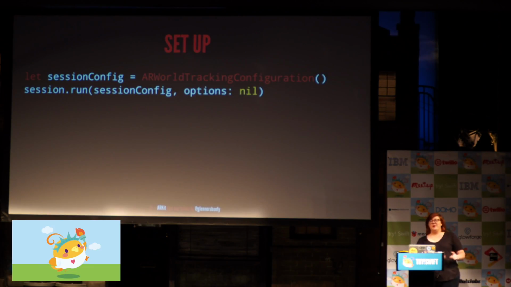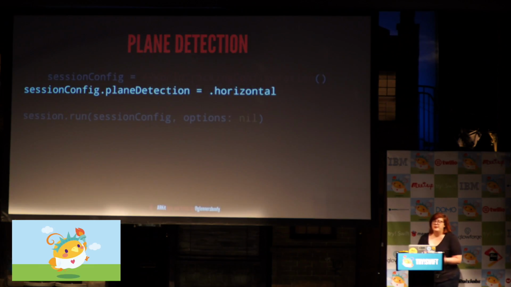To make it a little bit more interesting, we in particular today are going to work with plane detection. So basically all you do is tell the session config that, hey, we want to be aware of horizontal planes that are detected through ARKit. And then you just run that session configuration.